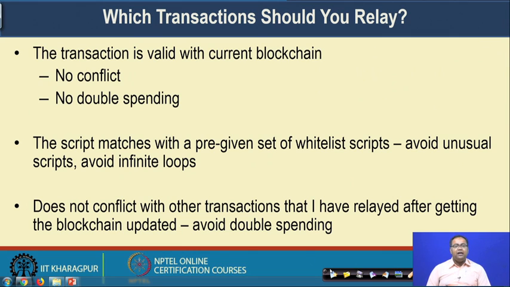After doing this check, you check the script, that the script matches with a pre-given set of whitelist scripts. In a Bitcoin network there is already a certain set of scripts which are normal or usual. So you check whether the script belongs to that set of whitelist scripts or not, and in general a normal Bitcoin user avoids unusual scripts. For example, if a script somehow implemented an indefinite loop inside the code, that is not a general feature of a Bitcoin script, so you discard that transaction.